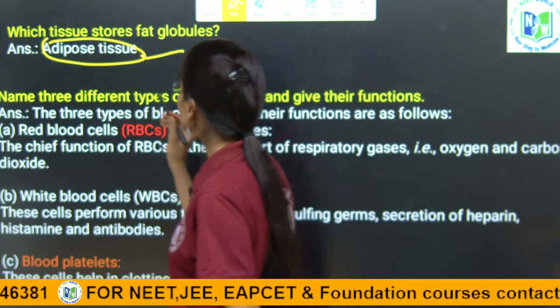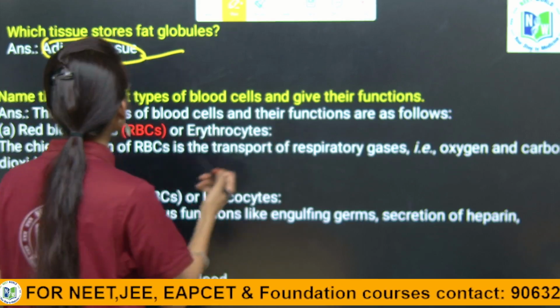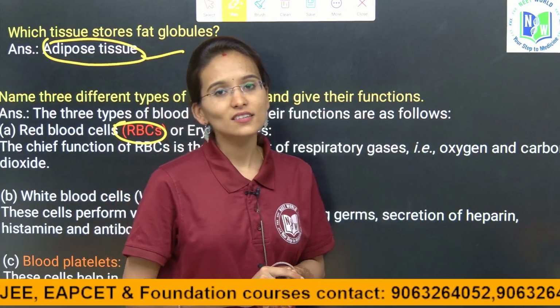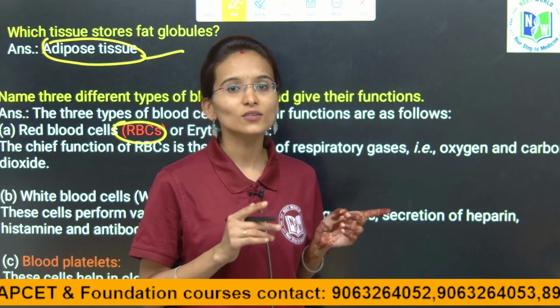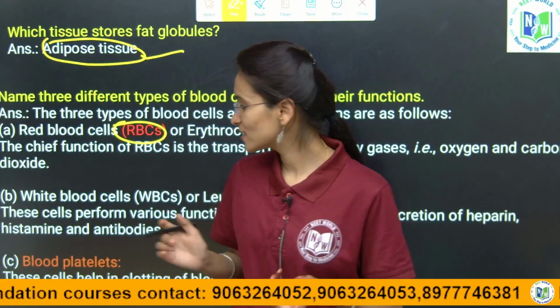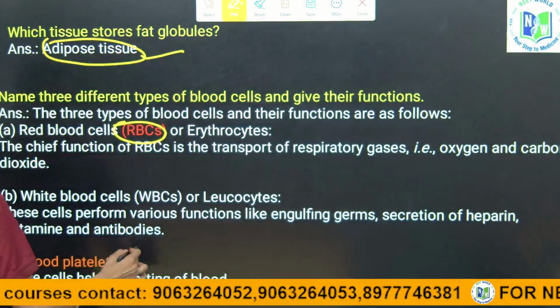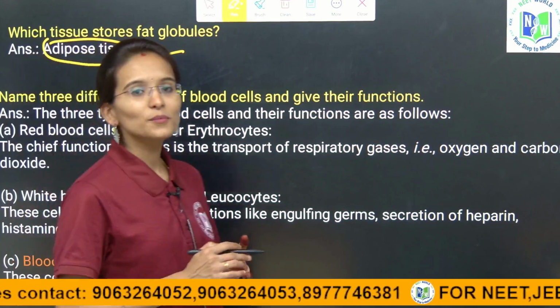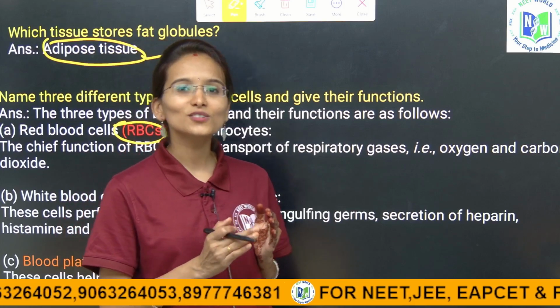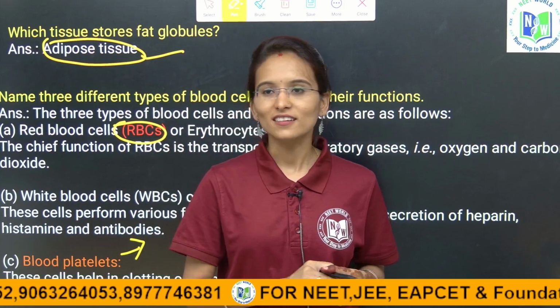And next, name three different types of blood cells and give their functions. As we have discussed, the blood cells are important along with their functions. How many types of blood cells are present? RBC, WBC, and the next one is blood platelets. What is the function of the RBCs? To transport materials and nutrients, and then to send out the waste materials.